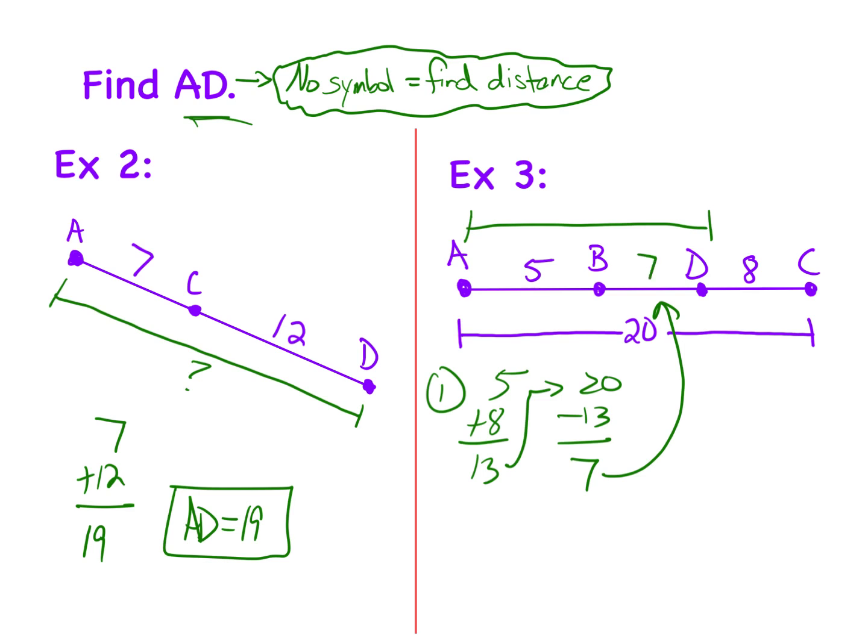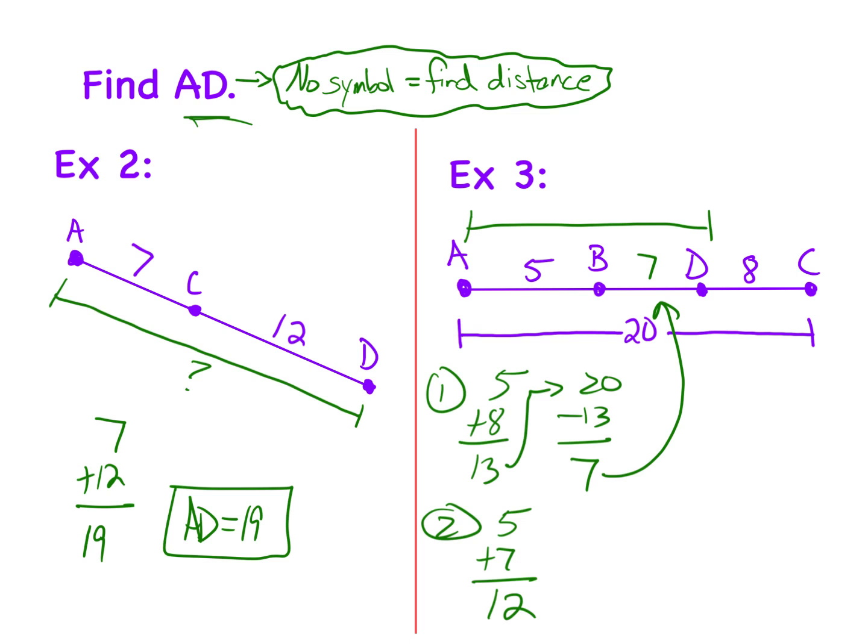Am I finished, though? No, because we need from A to D. So the second step would be, do what? 5 plus the 7. And what do you get? 12. In your head, you subtracted. You just did it really quickly.